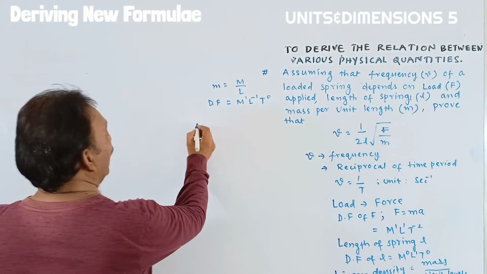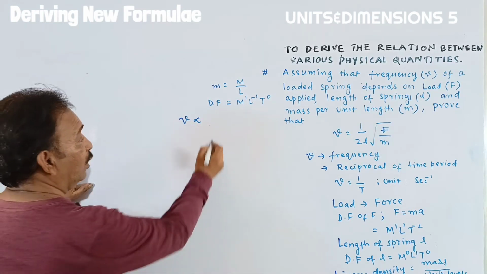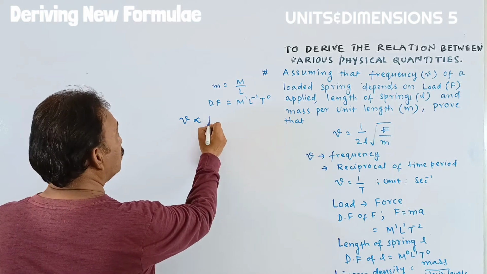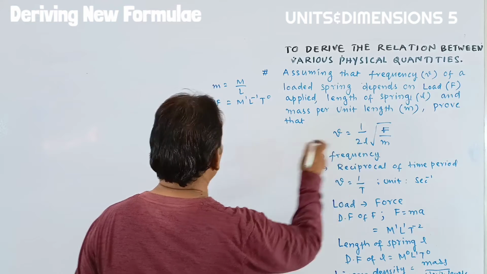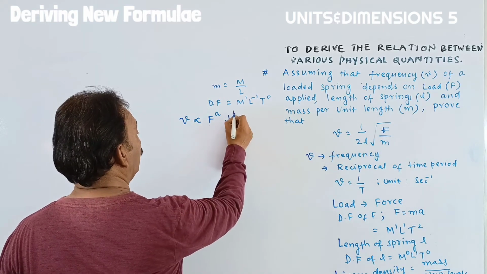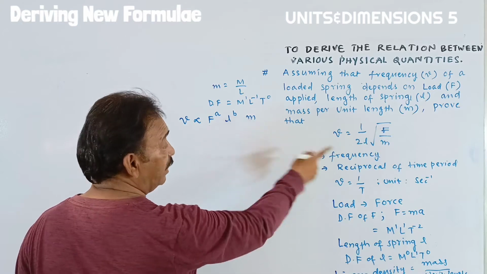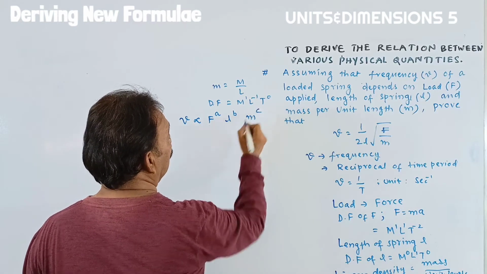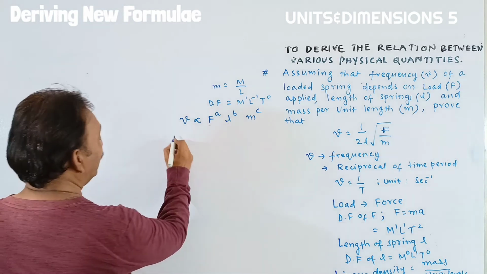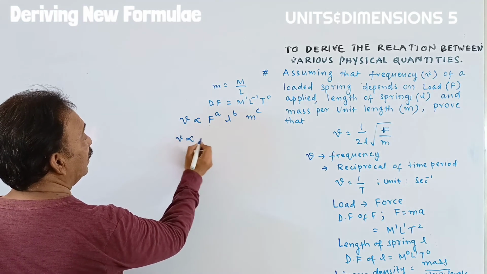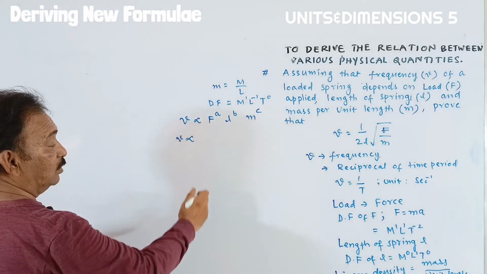Then the relation can be written as frequency is directly proportional to: first term, I am taking force to the power of a; the second term, length to the power of b; and third is the linear density, remember that, m to the power of c. Okay, students. Then it can be written as frequency is directly proportional to, and I am writing the dimensional formula of force.